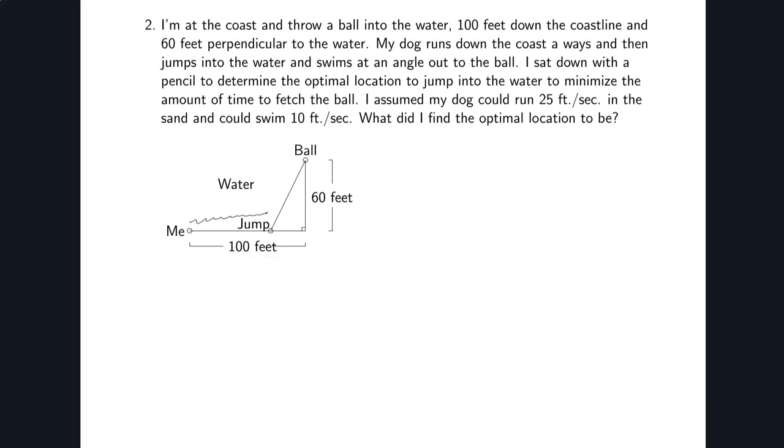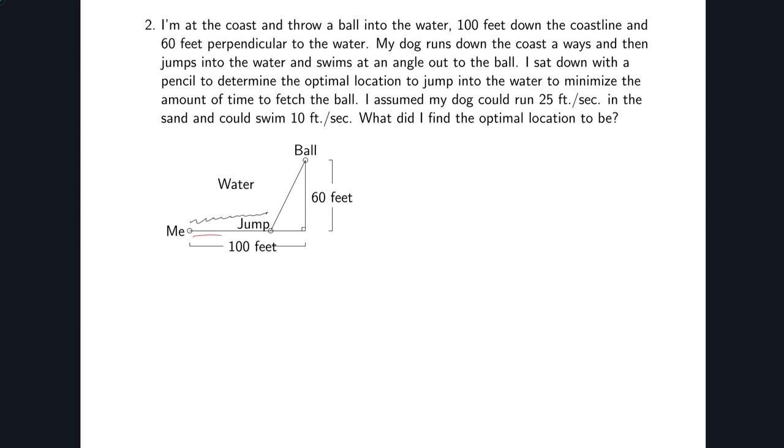So we start by just having these distances so we can see where the ball is compared to where we threw it from. I've got a dog, and my dog runs down the coast a ways and then jumps into the water and swims at an angle out to the ball. So the dog doesn't run all the way down to here and then go at 90 degrees to the ball. That's not what dogs tend to do. And they also don't jump immediately into the water to go for the ball. You can actually do experiments with this, and they come up just naturally with a pretty good answer that's close to what we're actually going to calculate as the mathematically optimal location to jump in.